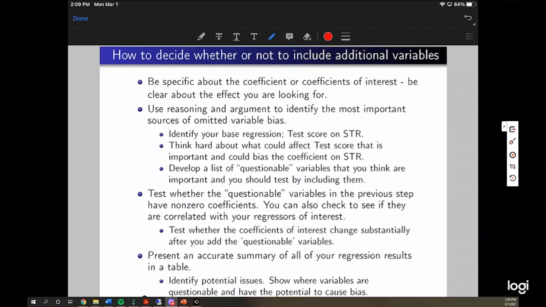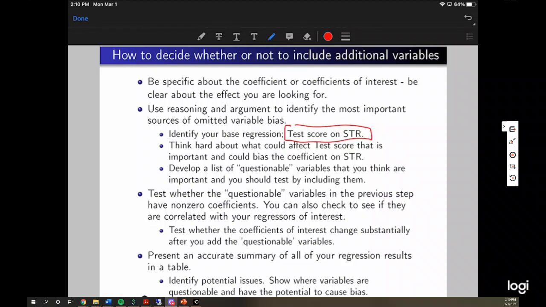You want to identify your base regression. So we've done this in the previous examples. We have test scores on student-teacher ratios as our base regression. Think hard about what could affect test scores that is important and could bias the coefficient on student-teacher ratio. In other words, think hard about what is left out of this regression. Develop a list of questionable variables that you think are important and that you should test by including them if you have data on them.